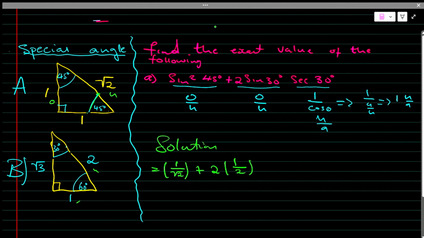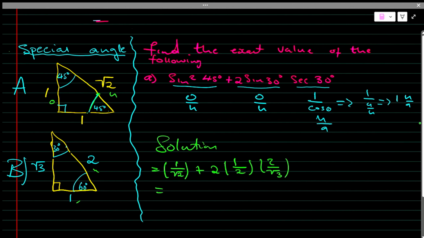Then we have the sec of 30. We said the sec is the same as 1 over cos, and as we simplified, it is going to give us hypotenuse over the adjacent. So what is the hypotenuse over the adjacent of 30 degrees? We look at the angle of 30 degrees here. The hypotenuse here is 2, and the adjacent side is the square root of 3. Okay, now it is for you to simplify.